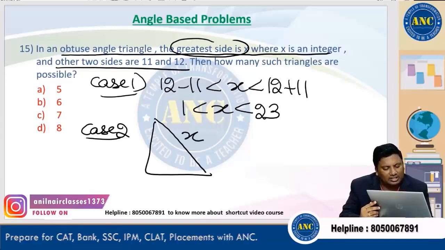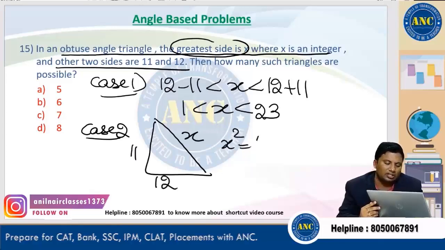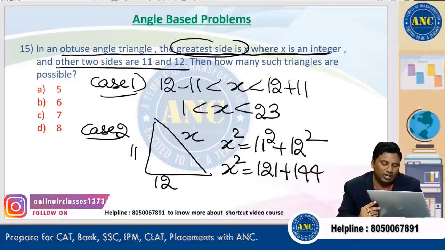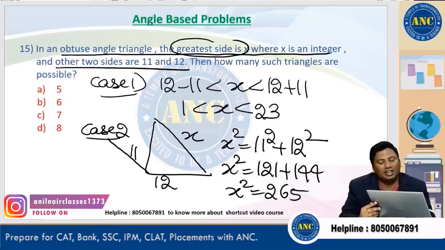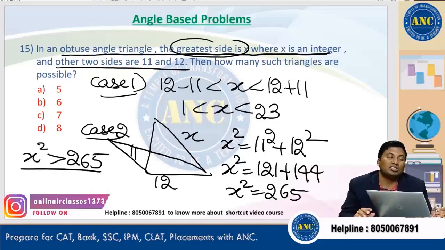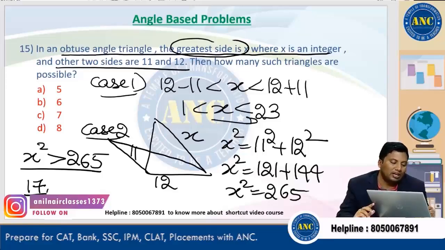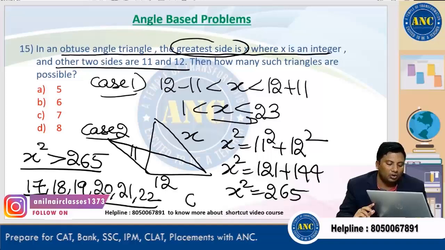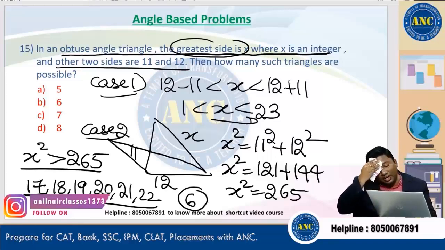X is the largest side. If x is there, this is 11 and this is 12. So x square is nothing but 11 square plus 12 square, which is 121 plus 144. X square is nothing but 265. But it is an obtuse angled triangle. Angle will be greater than 90. That means what will happen to the hypotenuse? Hypotenuse will increase. X square is greater than 265. What is the smallest integral value whose square is greater than 265? 17 square is 289. So the smallest value is 17. The value should go up to less than 23. 17, 18, 19, 20, 21, 22. So totally how many did I get? Totally I got 6 values.